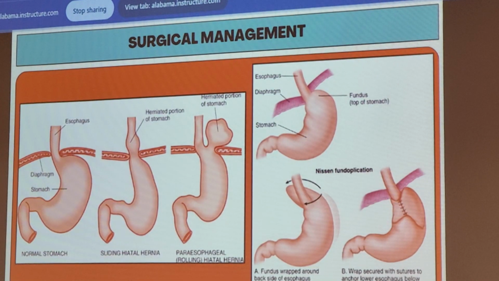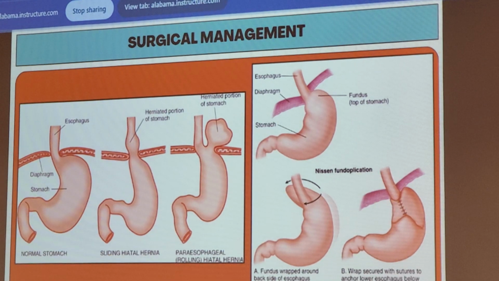All right, how do we treat GERD surgically? We do this procedure called a Nissen fundoplication procedure. It's going to be kind of a laparoscopic procedure. Usually they don't open them up all the way.